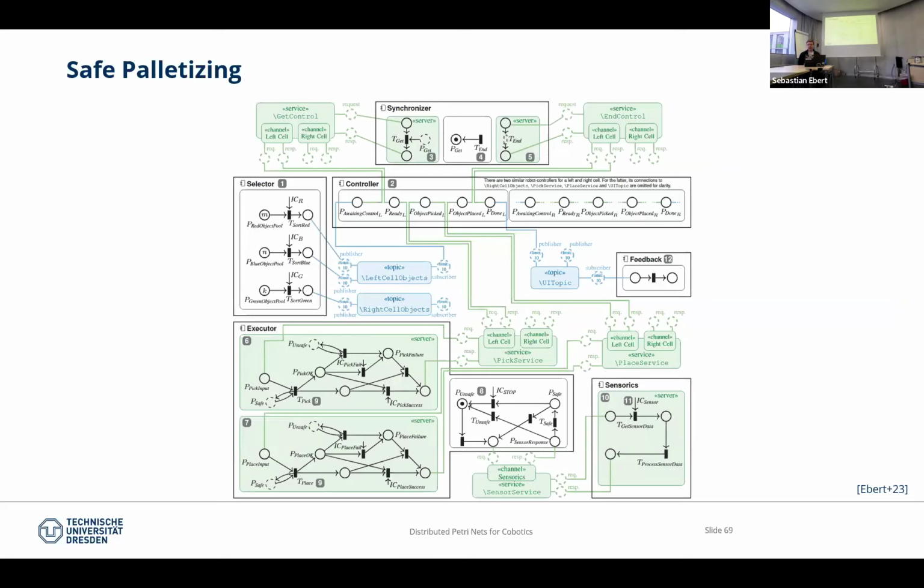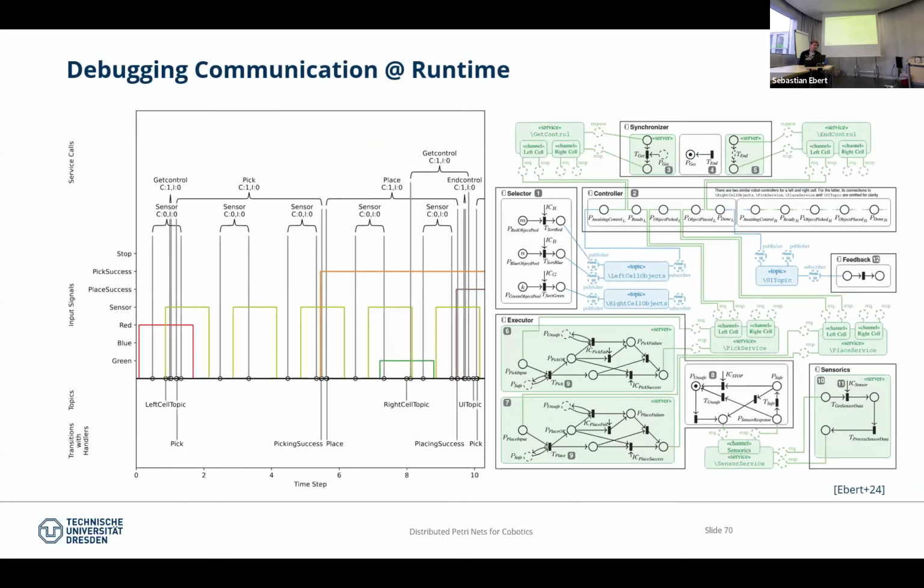So how does a trace look if we want to debug such a model when we use it as a runtime model? That's how it looks. It looks quite similar, but there's one essential difference, which is the bottom line. The bottom line is now not the number of transition firings, it's the real time. So it's time in seconds actually. So we have a 10-second runtime there to pick and place.